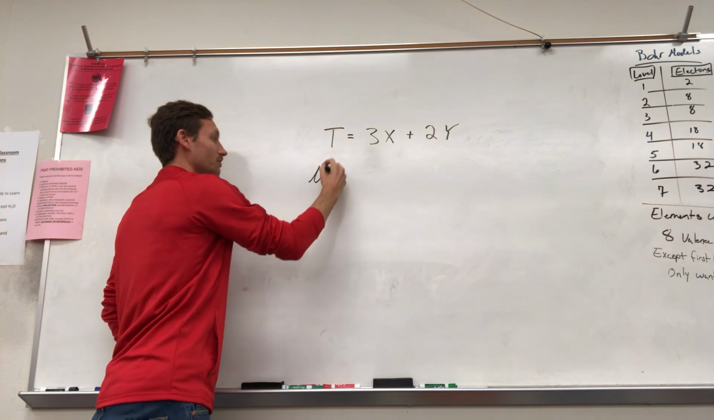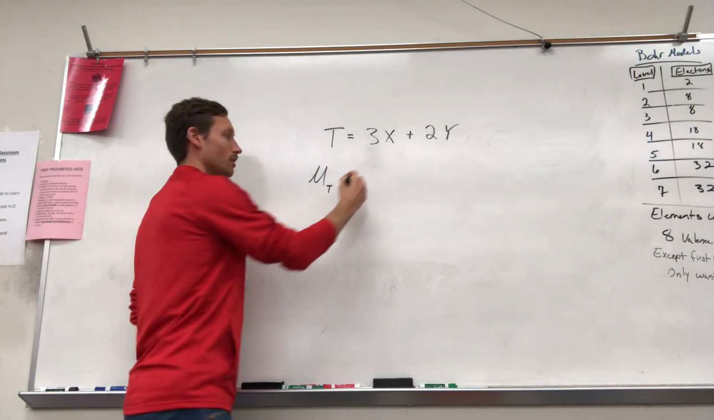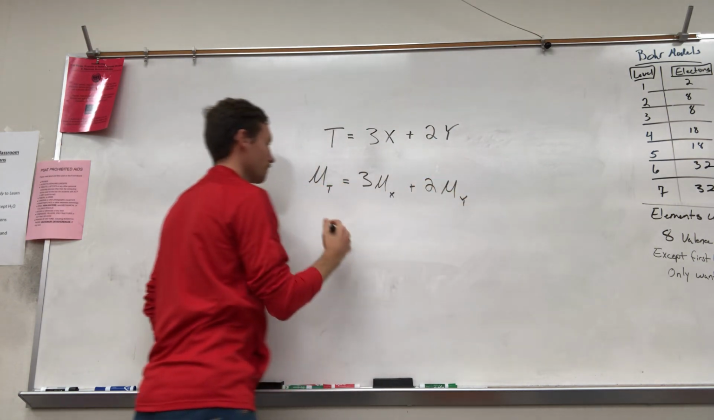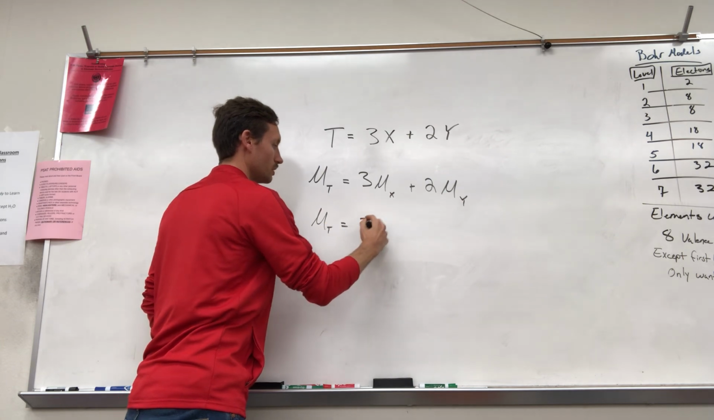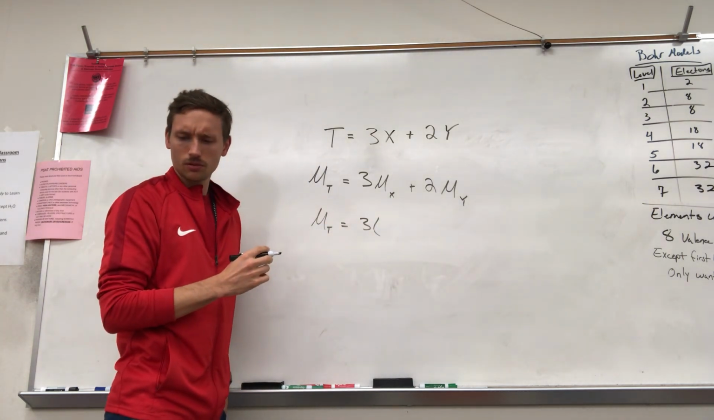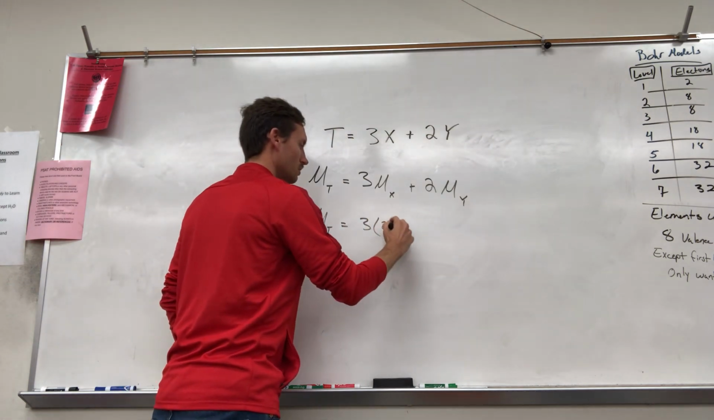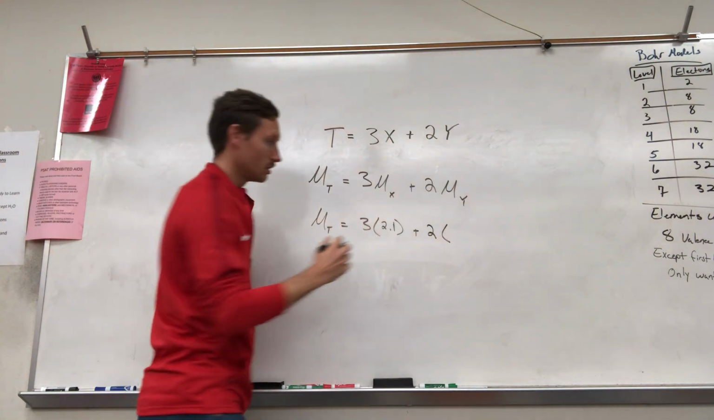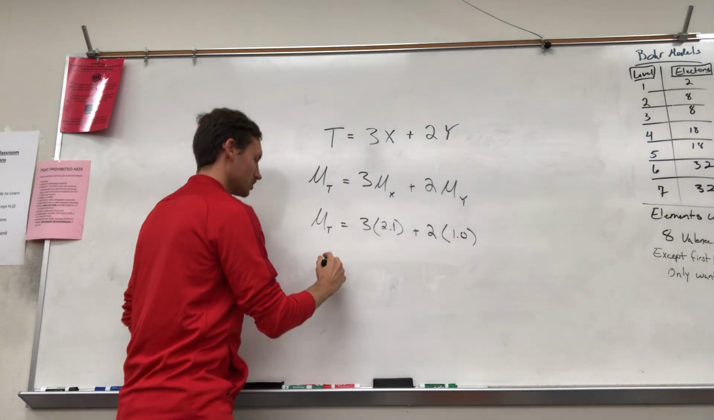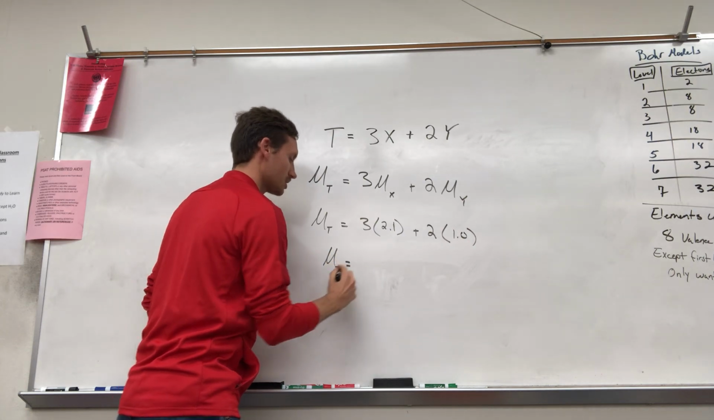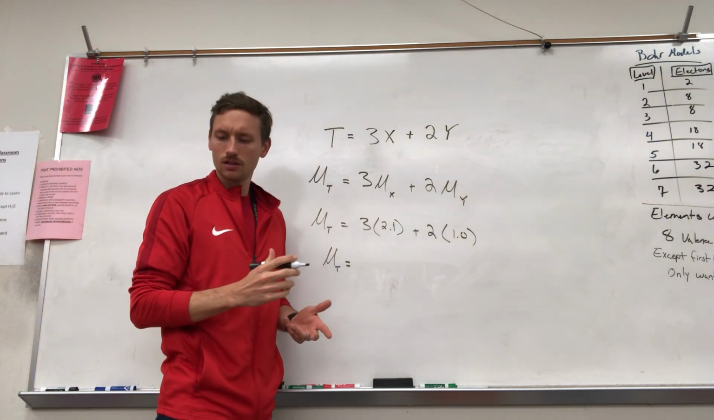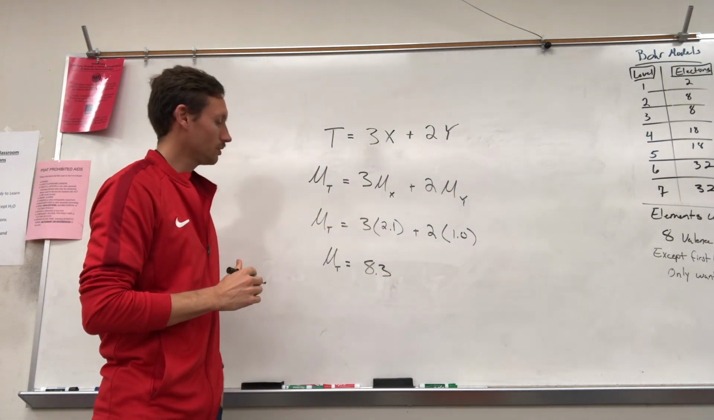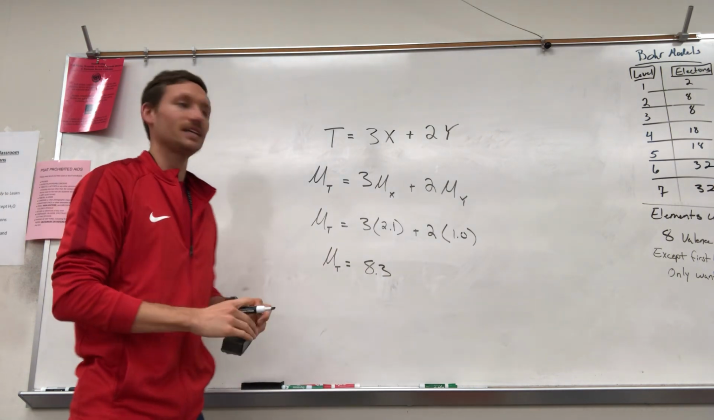So to find the mean of T, we're going to do 3 times the mean of X plus 2 times the mean of Y, which would be 3 times 2.1 plus 2 times, is it just 1? Yeah, 1.0. There we go. So the expected total deductions would be 8.3 points. 8.3. Cool? Yeah. To find the standard deviation.